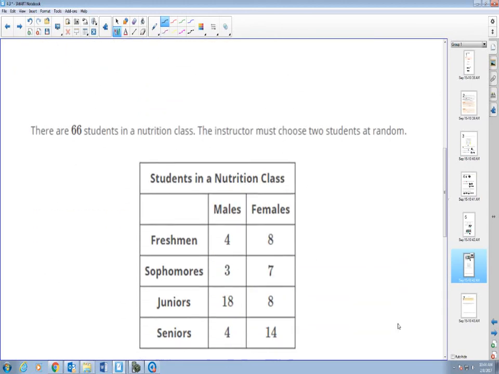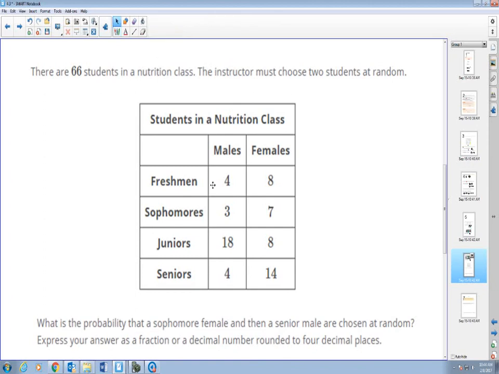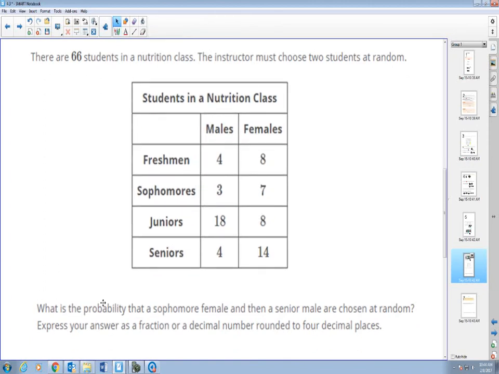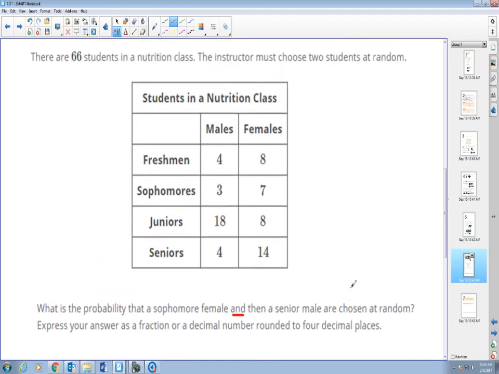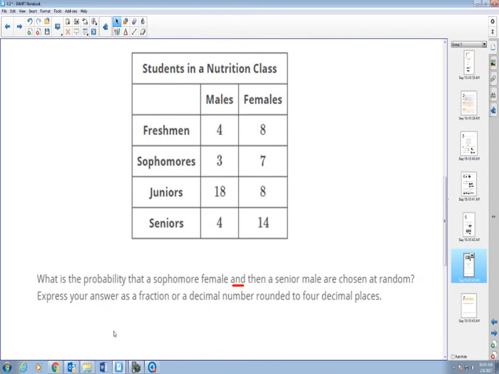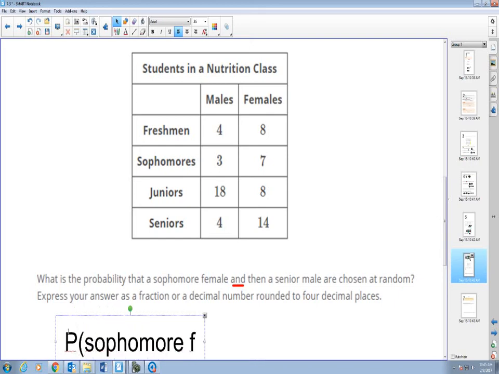All right, let's try a couple more. Again, this is another class, nutrition class this time. 66 students, okay. What is the probability that a sophomore female and then a senior male are chosen at random? So see, this word and means I'm choosing a sophomore and then a senior. Dependent or independent? Probability of sophomore female and senior male.